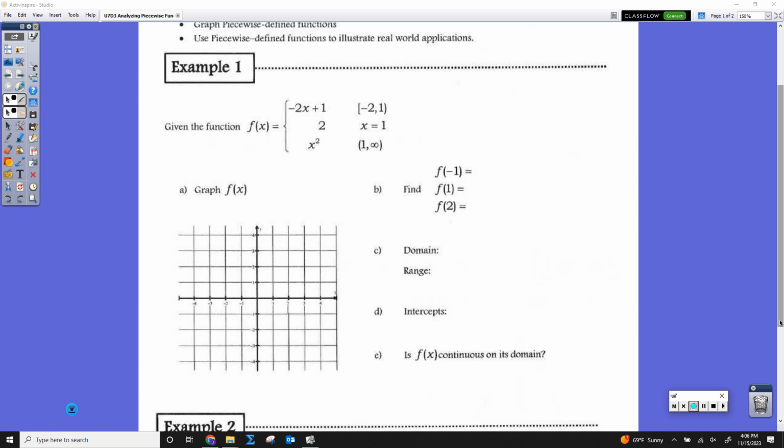All right, so let's look at analyzing piecewise functions. The first thing we're going to do, given this piecewise function, is graph it. We have negative 2x plus 1, and we're going to graph that linear portion of our piecewise, and it's going to go from negative 2 inclusive all the way to 1.